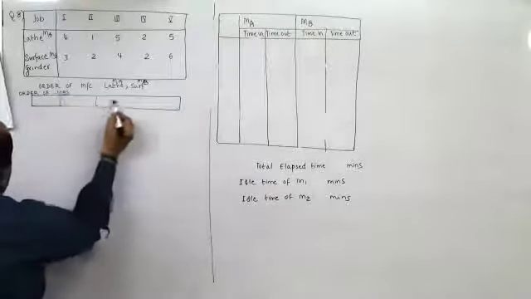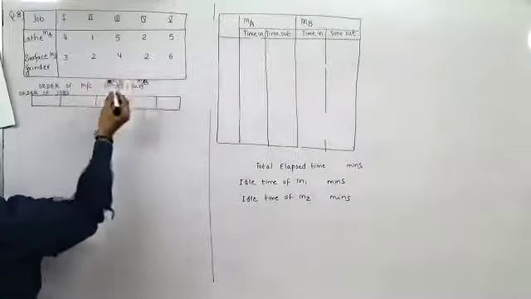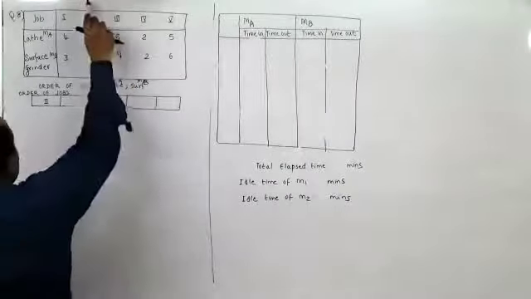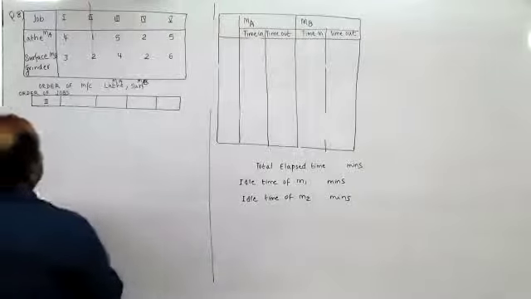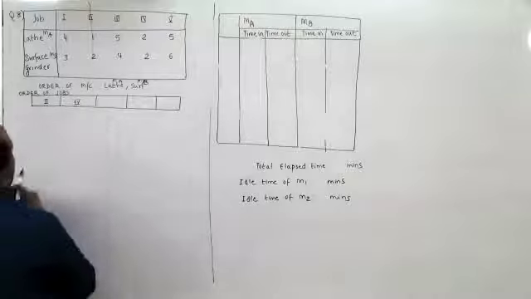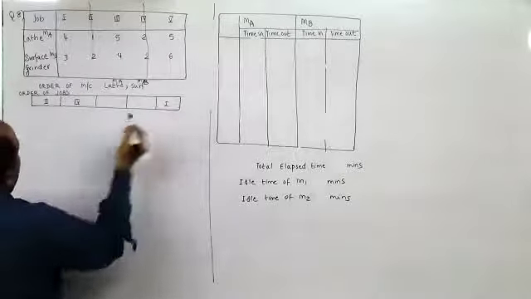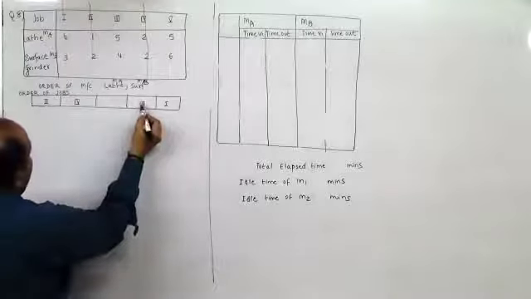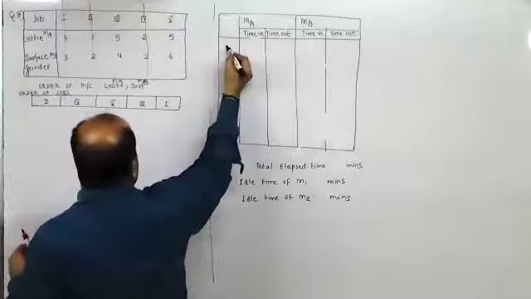So construct 5 boxes. Now minimum time is 1, that is from the top machine. So write 2 here. Then next, here 2, both are 2, but we'll go with the upper one. Doesn't matter which order you go in. Then next 3, it is from the bottom. Next 4 from the bottom. And we are left with only 5. So this is the order. Now this is the order of the job.